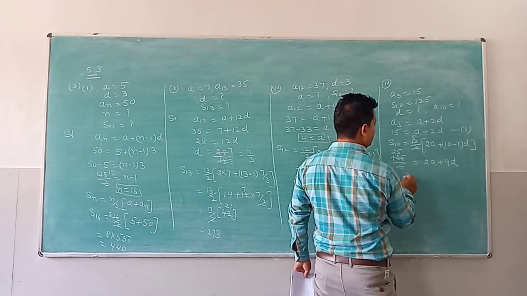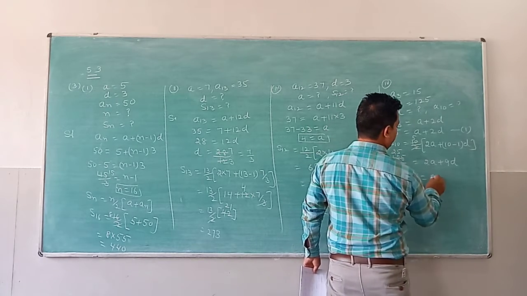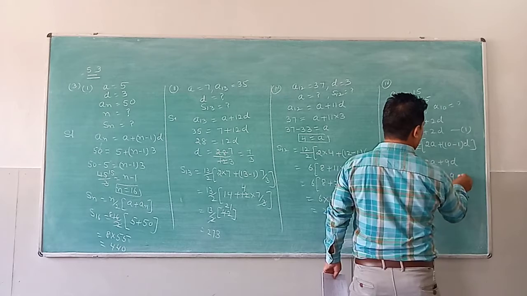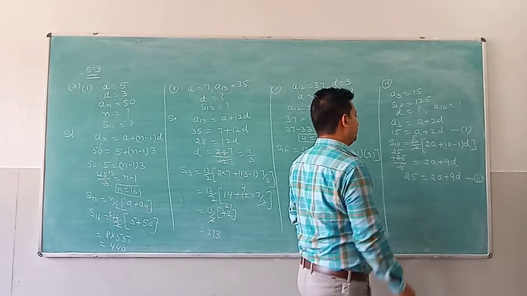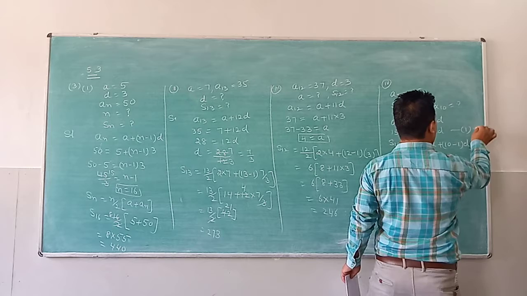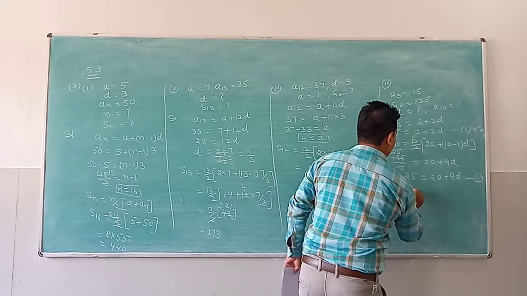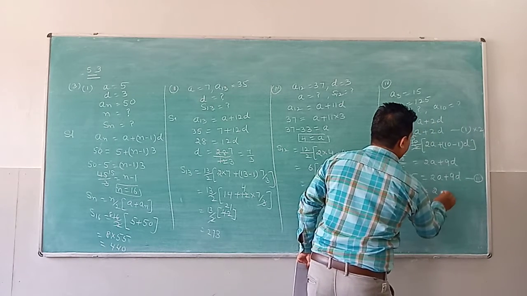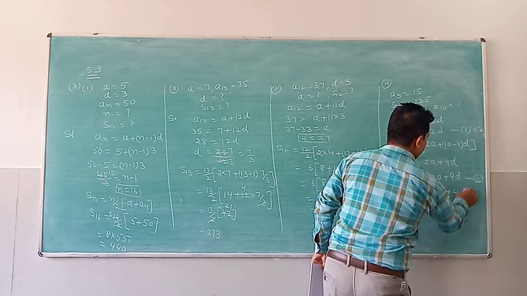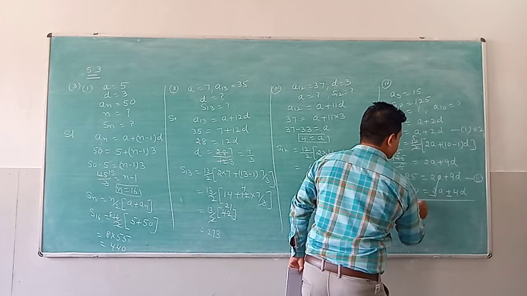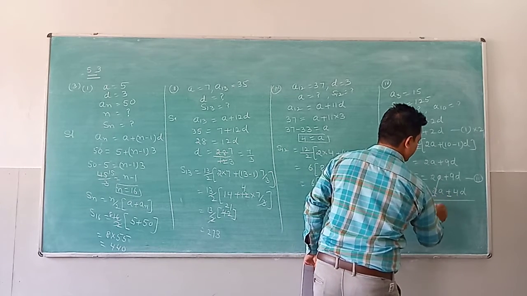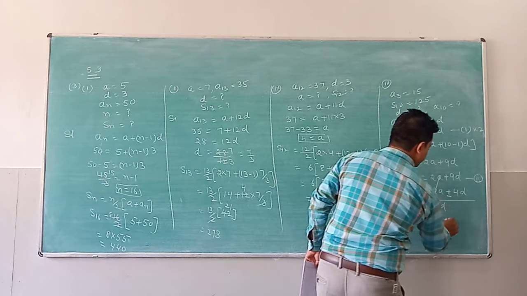So the second equation is 25 equals 2a plus 9d. In these two equations, to eliminate a, multiply the first equation by 2. So this is 30 equals 2a plus 4d. These cancel out. This is minus 5, 5d. So d is minus 1.